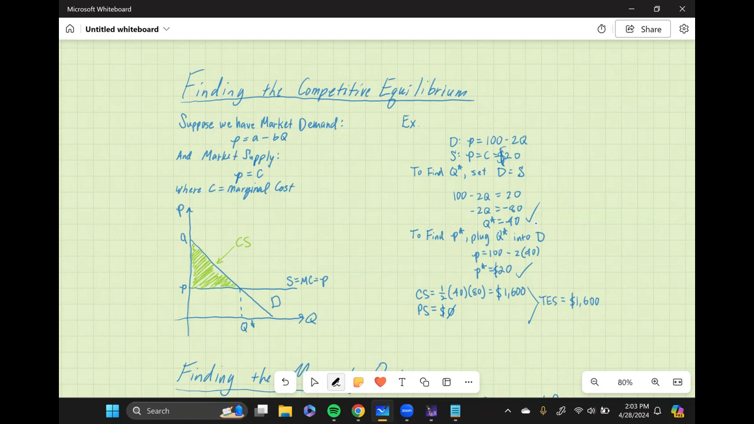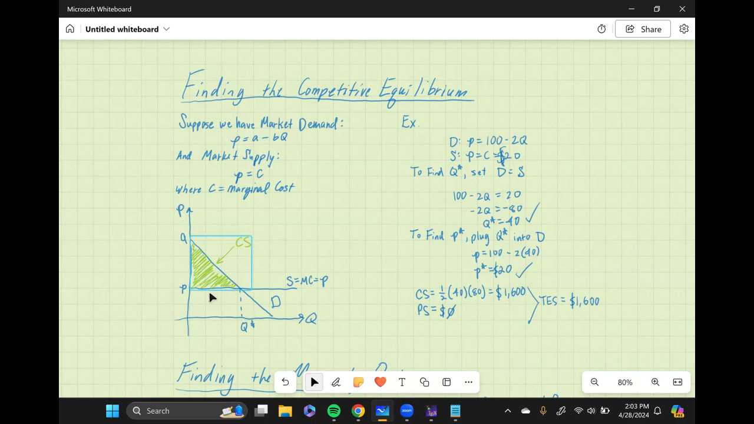We know A, for example, is 100, and we know that P is 20, and we know that Q star is 40. So we can do the calculation here. So consumer surplus is just going to be the area of this triangle, and that's going to be 1/2 base of 40 because Q star is 40, and then a height of 80 because P is 20, A is 100, and so the vertical distance here is 80, 100 minus 20. And so when you do the math here, we get consumer surplus of 1600.